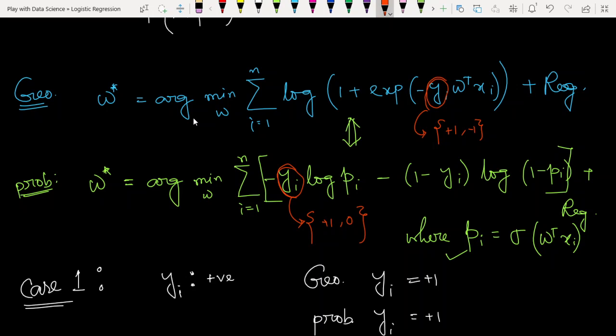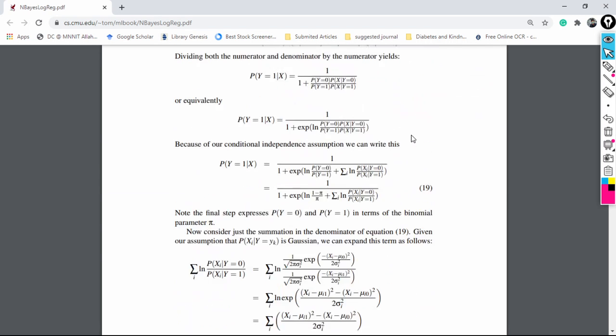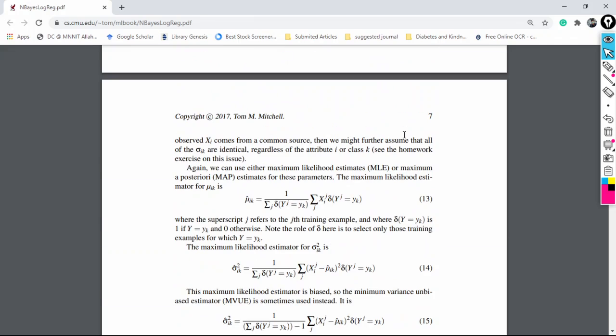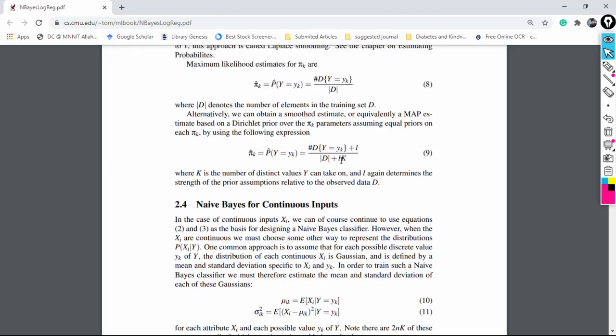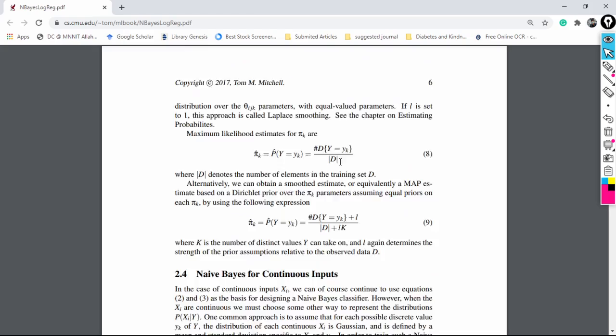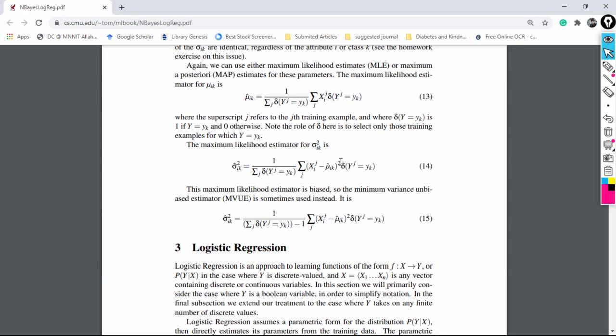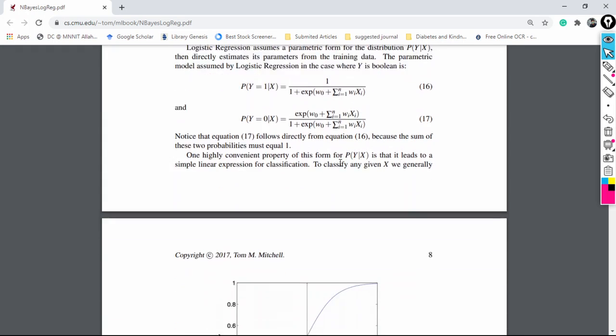Okay, and if you want to read the details briefly about the probabilistic interpretations, then I recommend you go through this book. I think it is very simply explained, and step by step they explain how the logistic equations arise from the probabilistic approach.